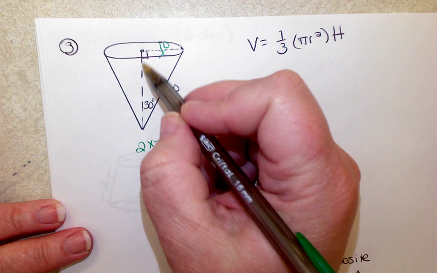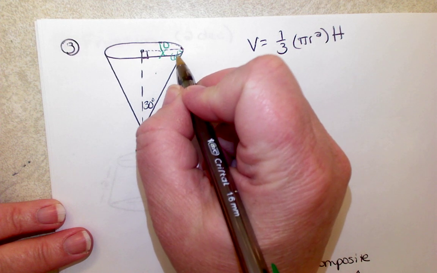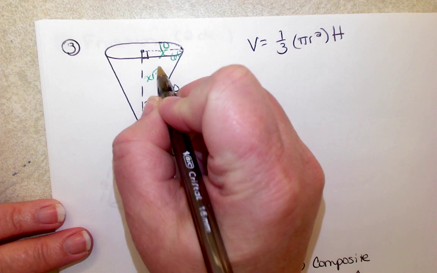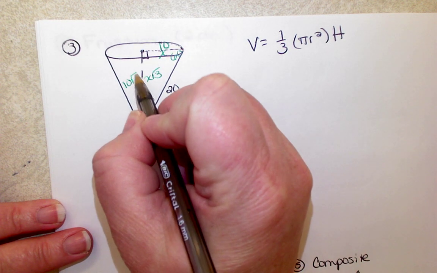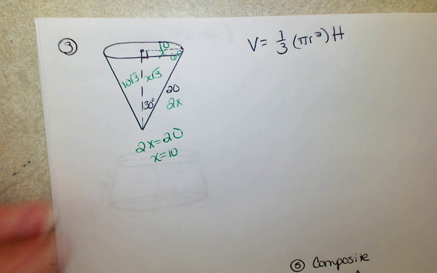And this is a 30, this is 90, so this is 60. Opposite of 60 is always x times the square root of 3. So then that's going to be 10 times the square root of 3 because we found x to be 10. So now we've got everything we need.